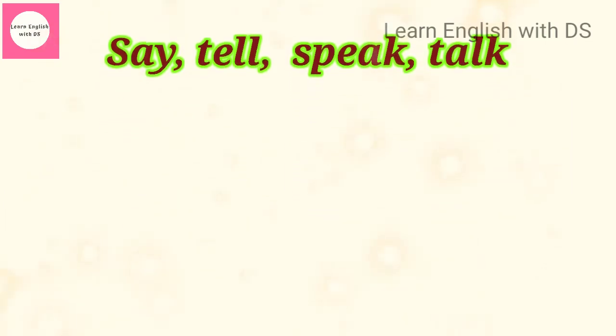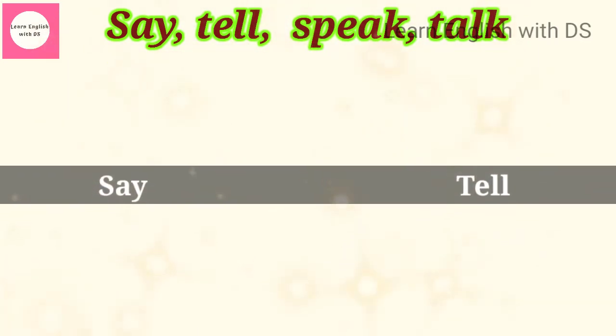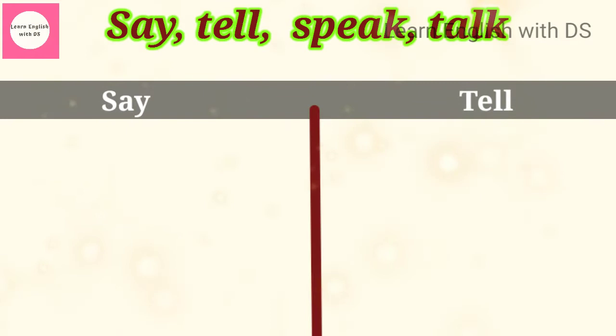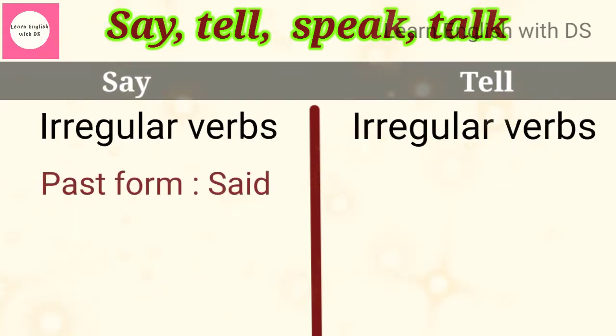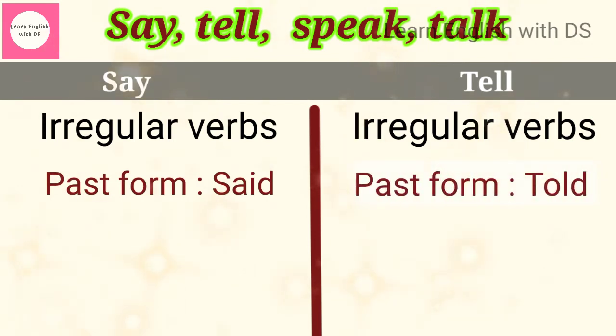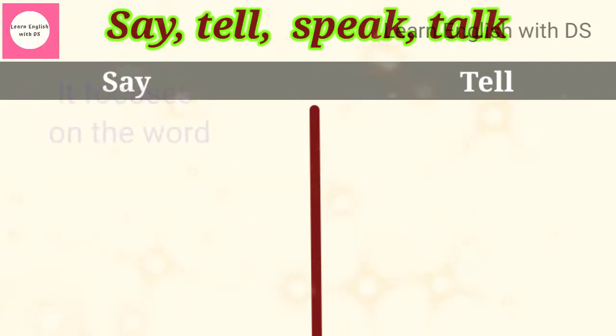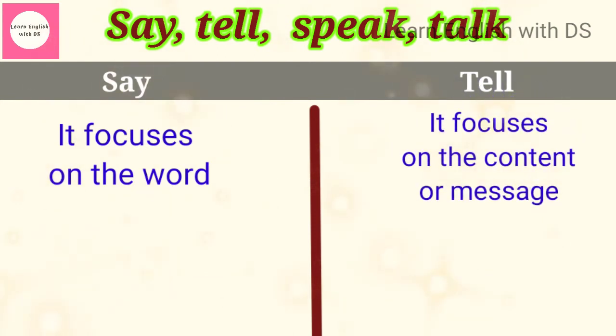First, we are going to see the difference between say and tell. Say and tell are irregular verbs. The past form of say is said and the past form of tell is told. There is a little difference in using these words. First, say focuses on the word and tell focuses on the content or the message.